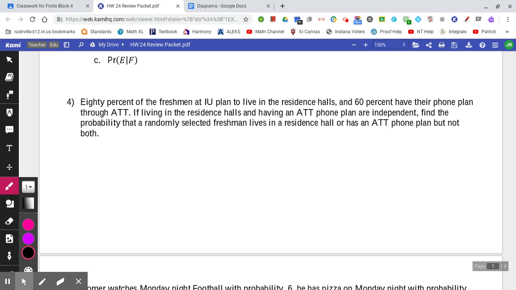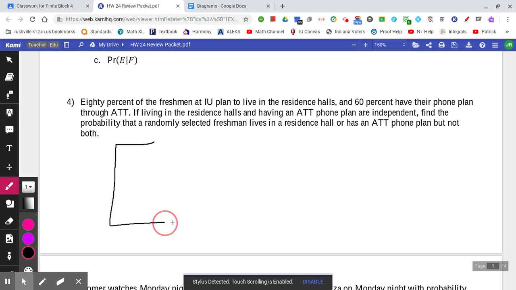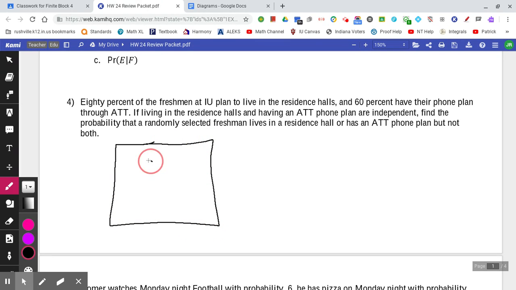This next question should be solved using a Venn diagram, not a tree diagram, because it's not "this happens, then this happens." A Venn diagram would be more appropriate. And once again, our events are not going to be mutually exclusive because there are probably going to be freshmen at IU students that live in the residence hall that have a phone plan through AT&T.